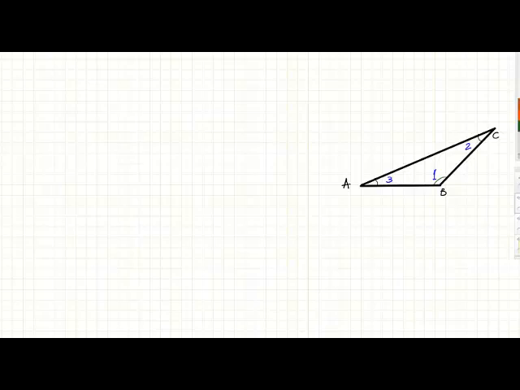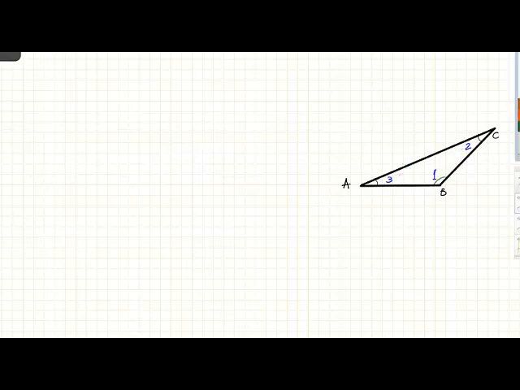Here we have a triangle that is not a right angle triangle. If we explore the number of elements in this triangle, we'll see that we have three distances, AB, BC, and AC. These are three distances, and we have also three angles, angle 1, angle 2, and angle 3. So in total we have three pieces of information.